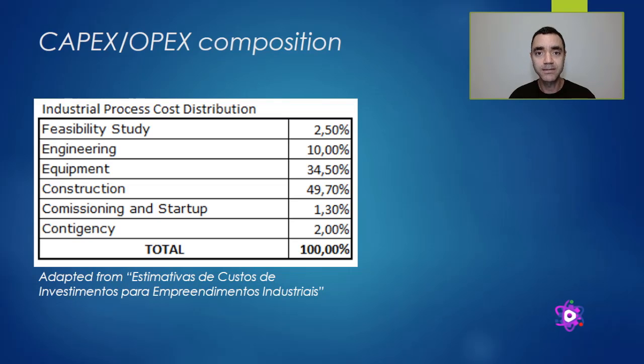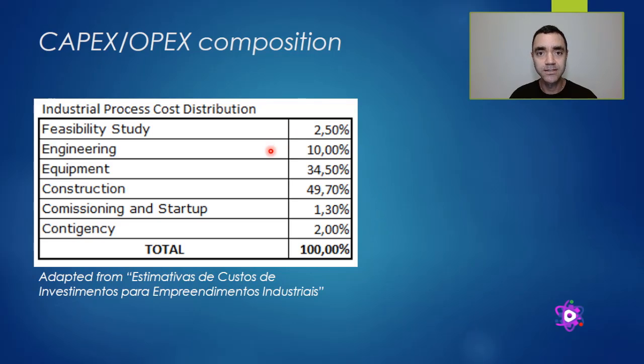So here I get a reference from the book Estimativas de Custo de Investimento para Empreendimentos Industriais. It is a Brazilian book, so I don't have a reference in English to give it to you. But what is important from this table here is that we have an expected distribution depending on the kind of project that we are talking about.